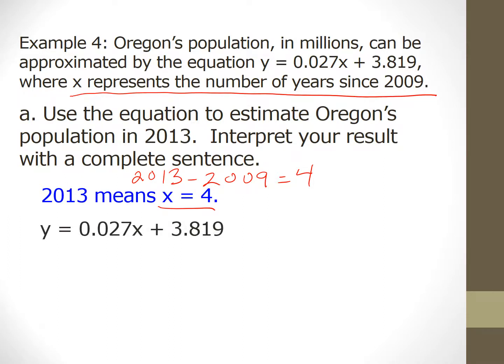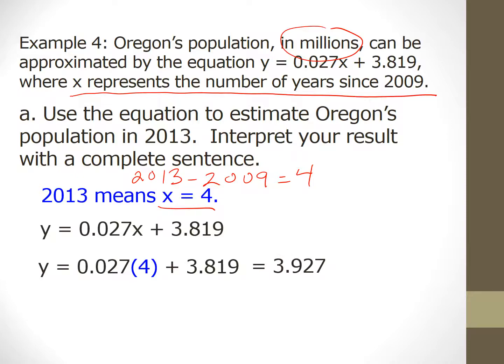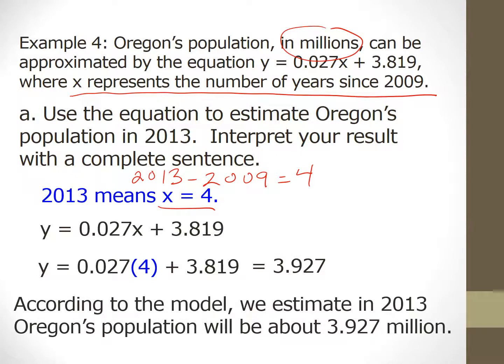And so we're going to take our equation that gives us our population. We're going to put 4 in for the number of years since 2009, so x equals 4. And now it's simply using our calculator, since they're decimal numbers, to calculate what y is. And when we do that, we get 3.927. So that's our answer when x equals 4. In the year 2013, our population is 3.927, but remember, our population is given in millions. So now let's interpret this. According to the model, we estimate in 2013, Oregon's population will be about 3.927 million people. And so that's how we can make use of that.